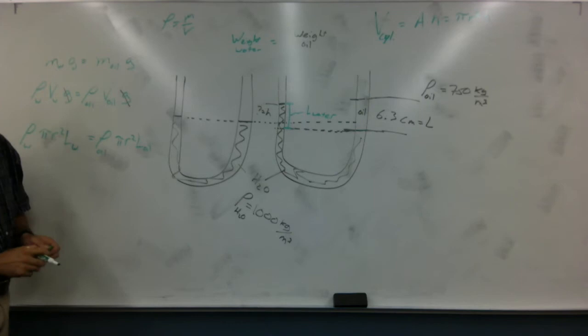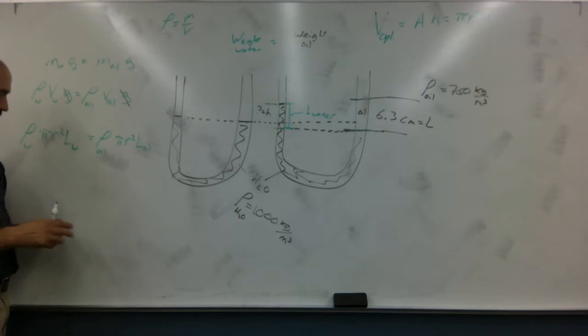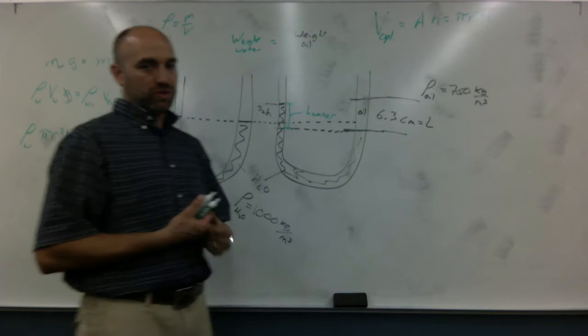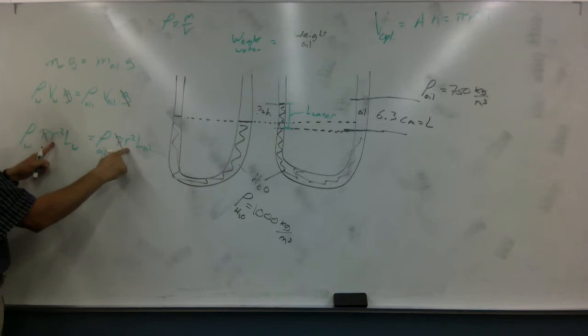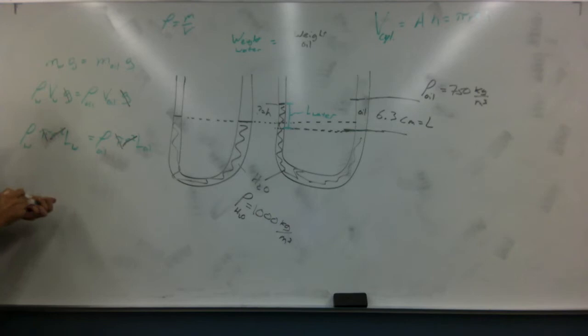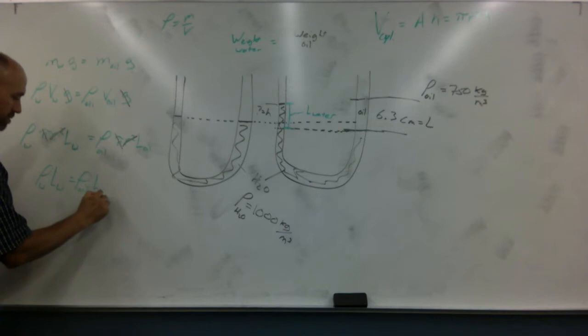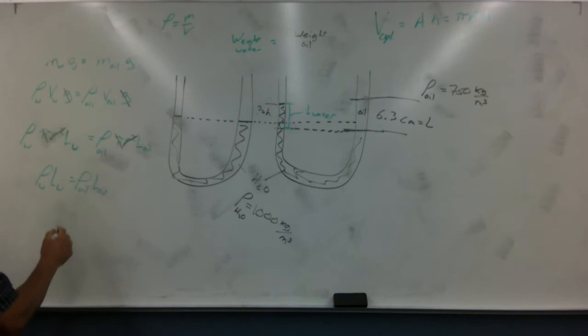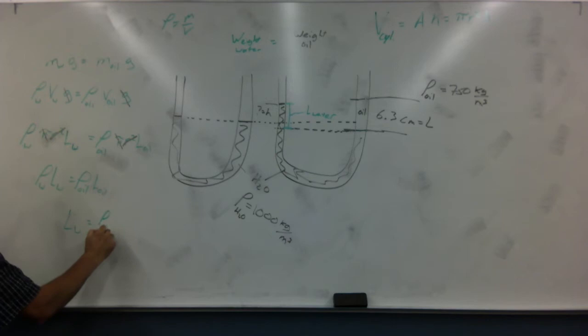Now, notice that this hose is the same radius all the way around, because a good artist would actually look that way. So the pi is on both sides, so it cancels out, and the r squared cancels out as well on both sides. So we can get this equation boiled down to the density of water times the length of the water equals the density of oil times the length of the oil. So now we can solve for the length of the water by doing density of oil times the length of the oil divided by density of water.